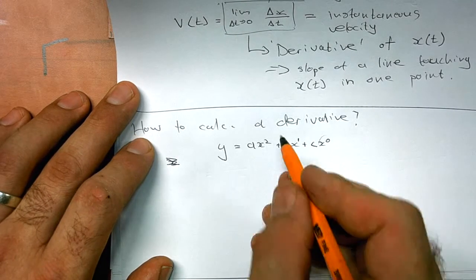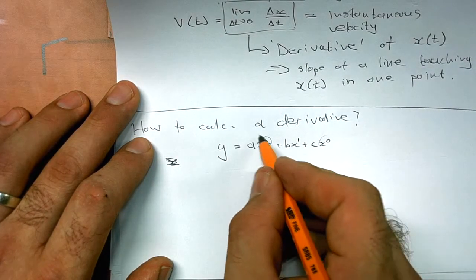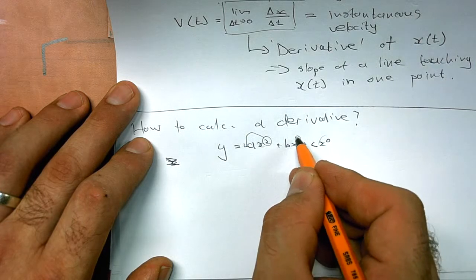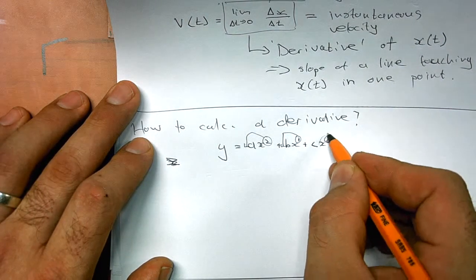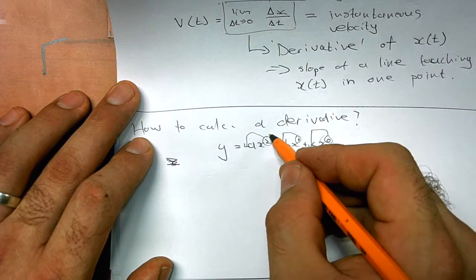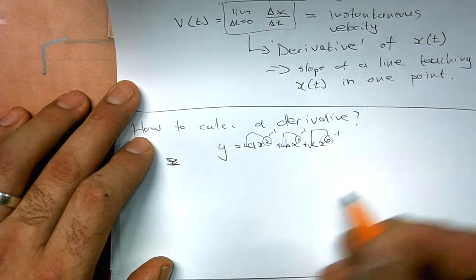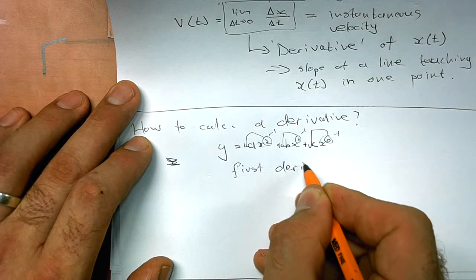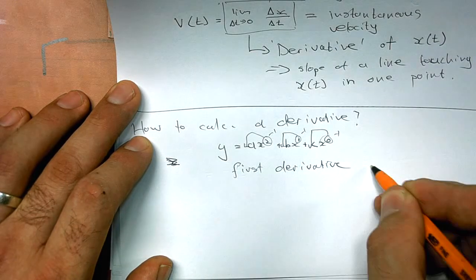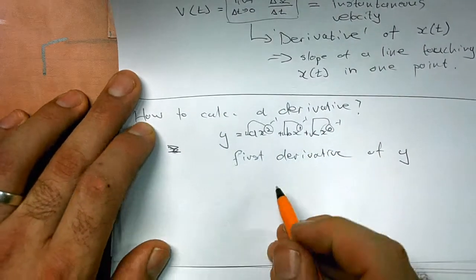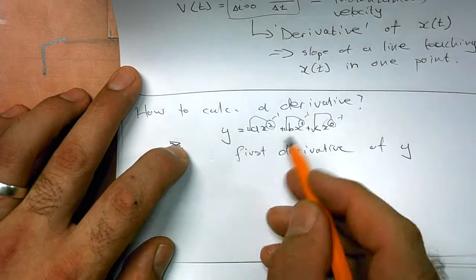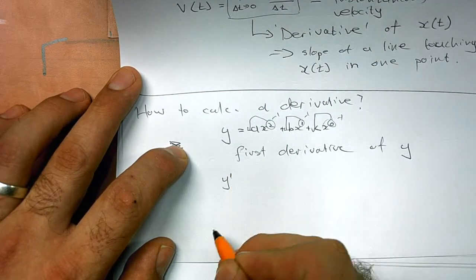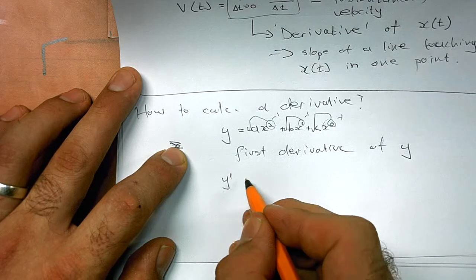And now if I want to calculate the derivative, I take that number and I place it in front. I take that number and I place it in front. I take that number and I place it in front. And I subtract 1 from each of those. So the first derivative of y is, I take that number, put it in front. I'm just going to denote the first derivative of y with a little accent.